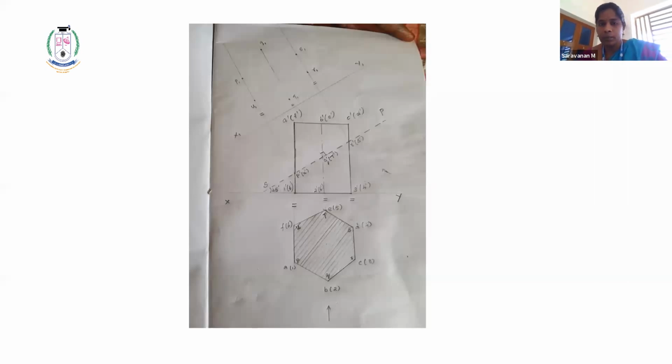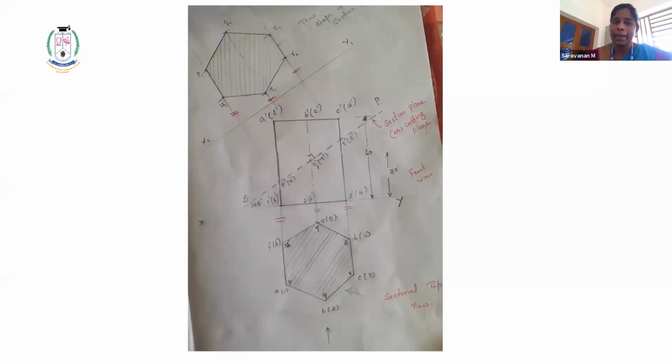Now join all the corners and hatch that. So this is known as the true shape of the section. Our condition is to draw the top view, front view, sectional top view, and true shape of the section. From the sectional top view only you can get the true shape of the section. Remember that. So this is for a hexagonal prism. Next, we are going to discuss the pyramid.